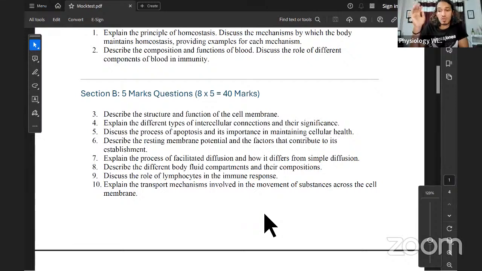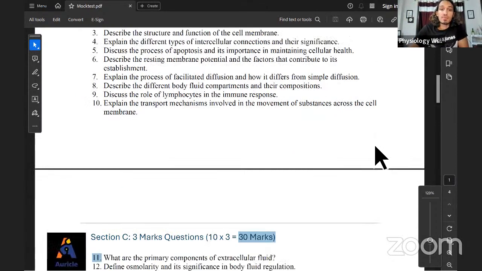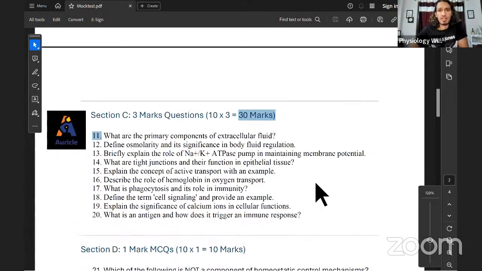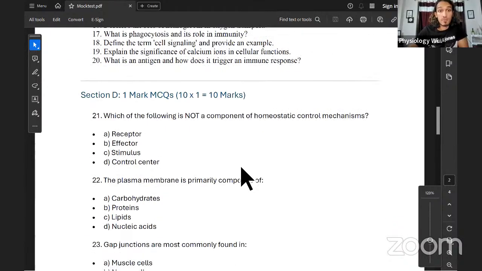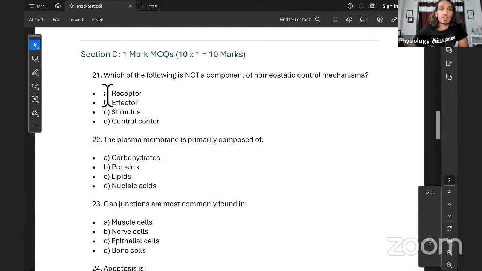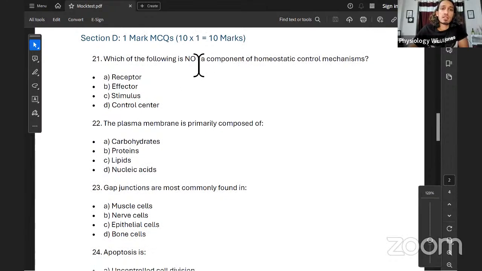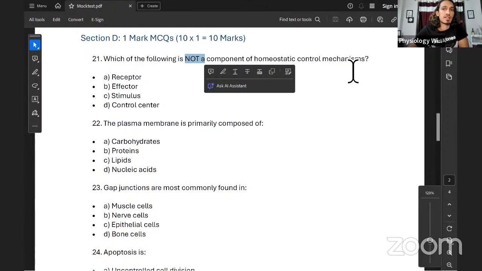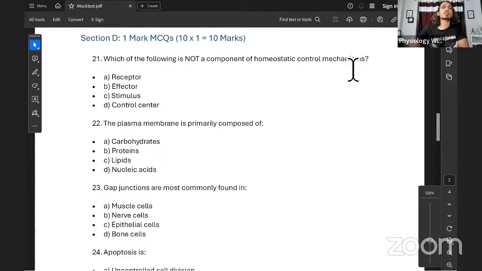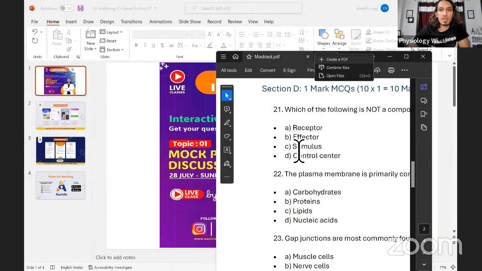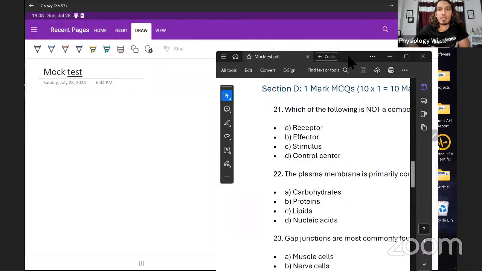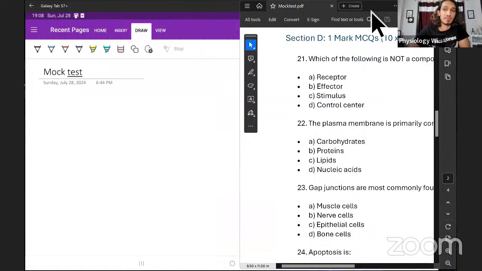Okay, so we can start off with the MCQs first. Okay, so again, as I was telling you, first start off with the MCQ. So we have the first question, which of the following is not a component of homeostatic control mechanism? Okay, so here we have a receptor, effector, stimulus, control center. Now, this can sometimes be a bit of a confusing question for some students. Okay, the question has been made in such a way.